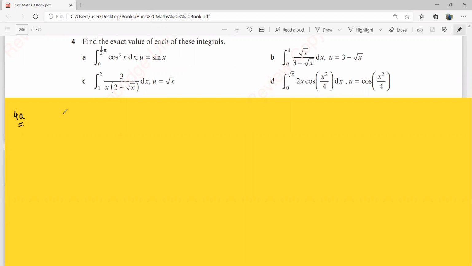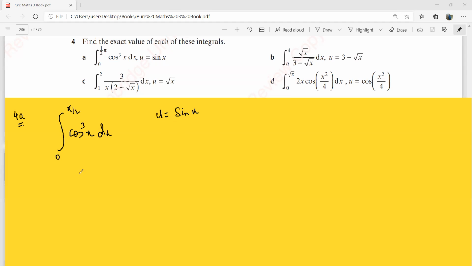We have to find the exact value of this integral, which is from 0 to pi by 2 of cos cube x dx, and the substitution given is u equal to sine x. You must see that this cos cube x is something that we are unable to integrate directly. Therefore this substitution is being used, so that we are able to integrate this trigonometric function.